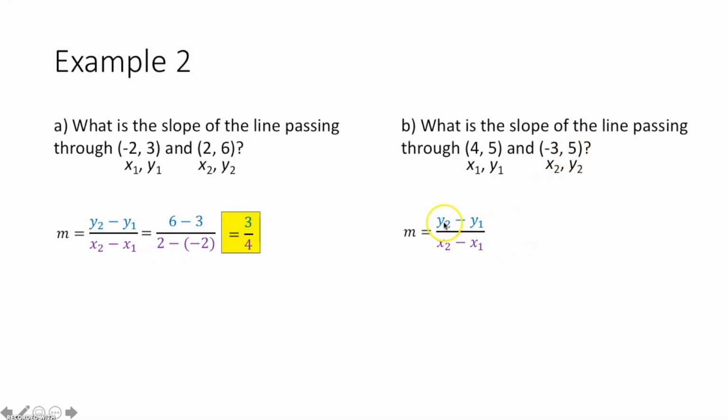Y2 is 5, so we're going to put that here. Y1 is 5, we're going to put that here. -3 is x2, we're going to put that here. And 4 is x1, so we're going to put that here.